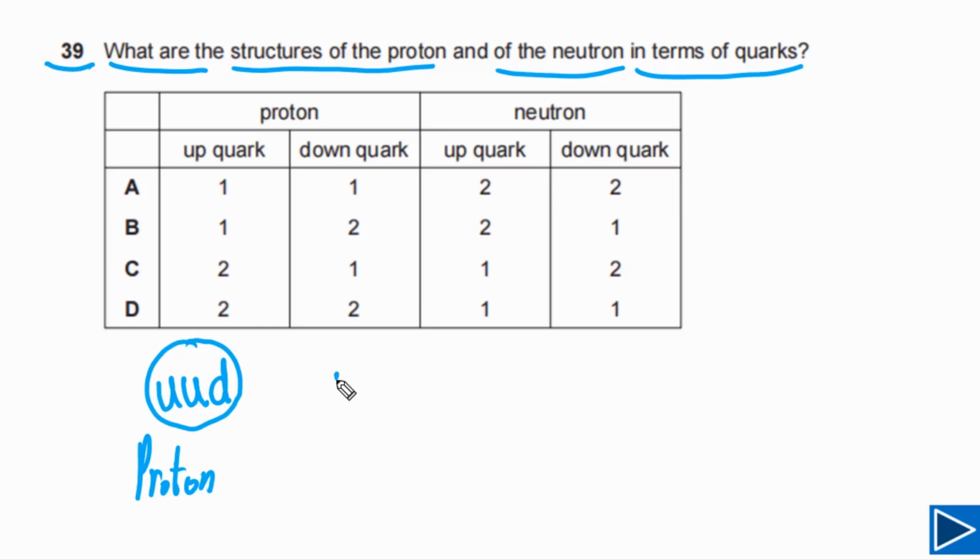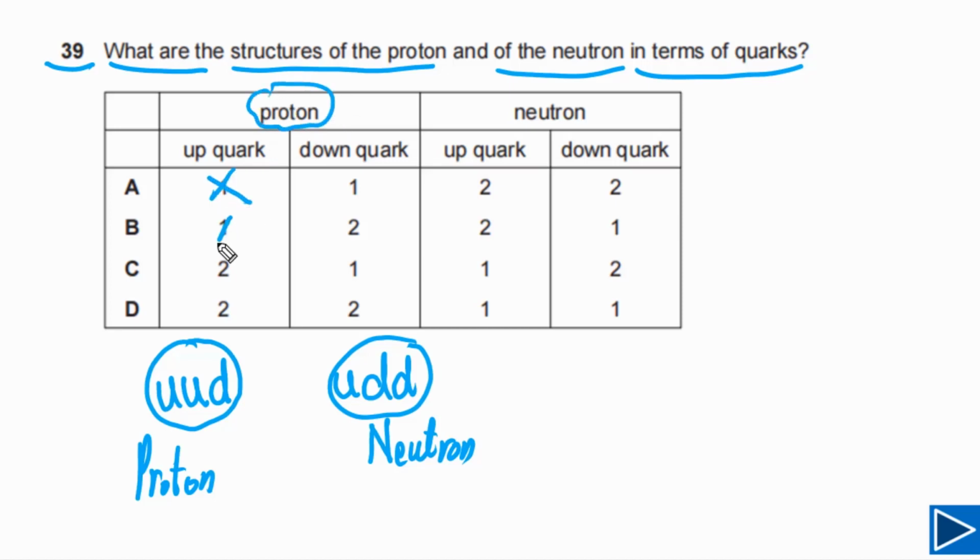And a neutron consists of 1 up quark and 2 down quarks. So this is the quark composition of the neutron. Now if you look at option A, it says the proton consists of 1 up quark, and this is wrong. The next option is also wrong. But option C says the proton consists of 2 up quarks and 1 down quark. So this is right.